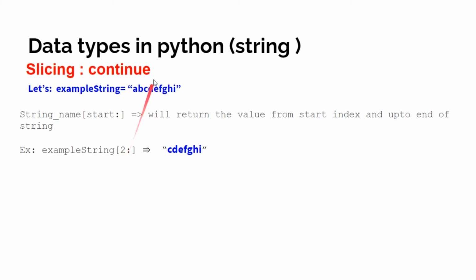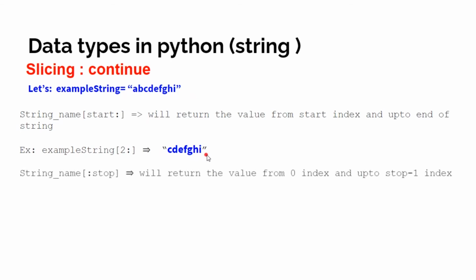We are starting from index two, so 0, 1 and 2. Index two is C, so we will have the sliced result that starts from C and finishes up to the end. So here we have C D E F G H I.